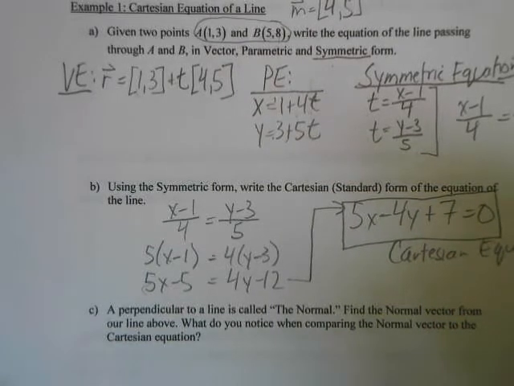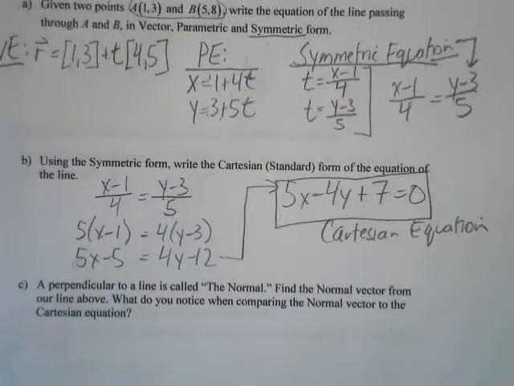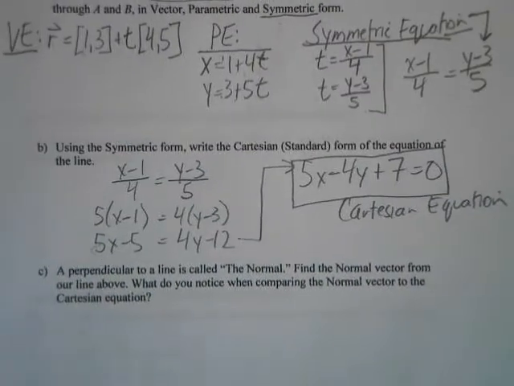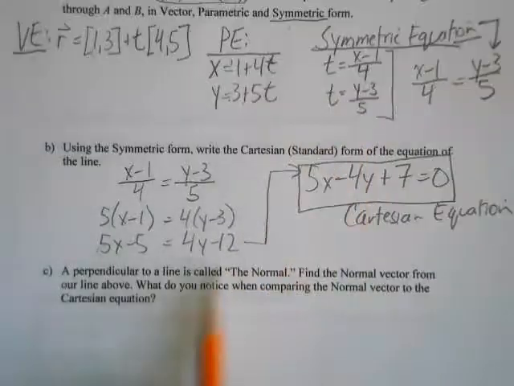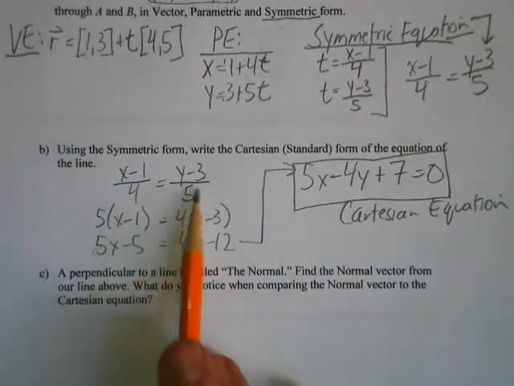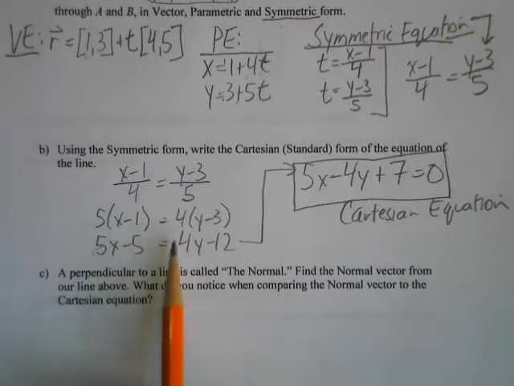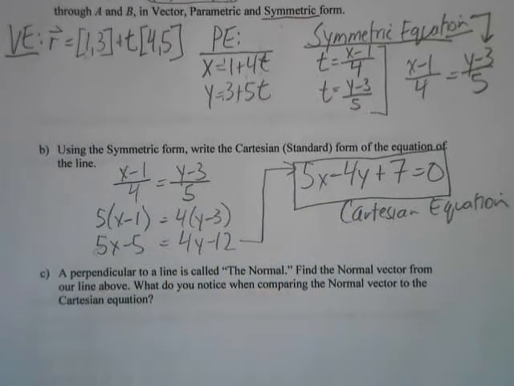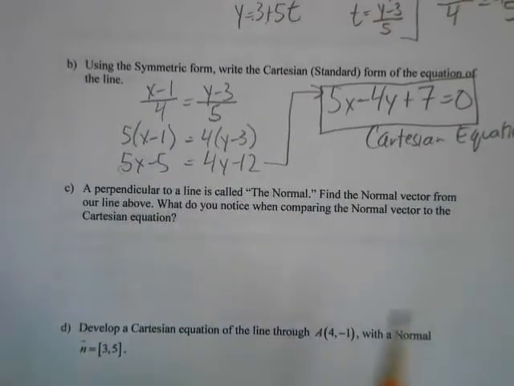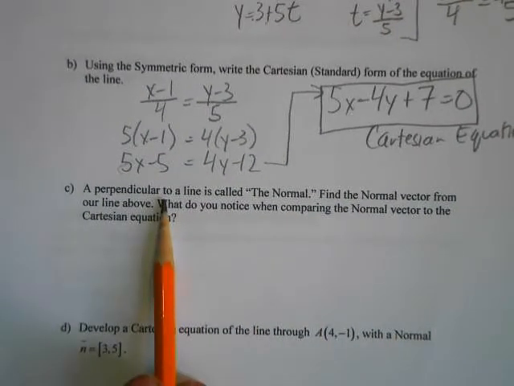Okay, so that's one way of getting the Cartesian equation: start with the symmetric equations, then cross multiply and rearrange. But there's one thing we want to point out here, and this is where this is going: bringing back the concept of the normal vector.